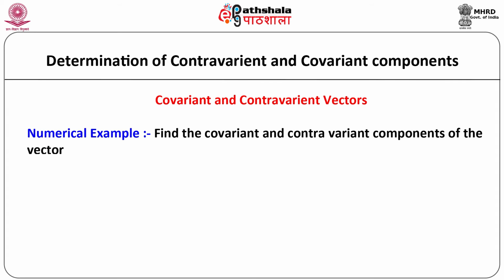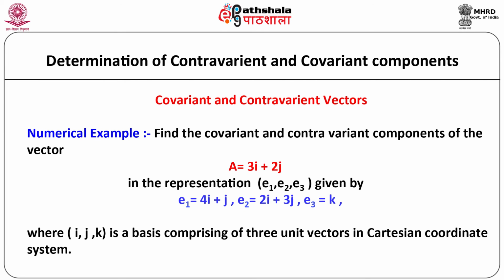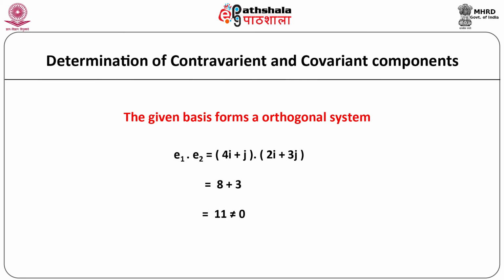So, let us have a small numerical exercise to understand how to obtain the contravariant and covariant components of a given vector in non-orthogonal representations. Please note the steps and design your own problems on similar lines. The problem reads like this: given a vector a bar is equal to 3i plus 2j, obtain its contravariant and covariant components in the basis E1, E2, E3, where E1 is equal to 4i plus j, E2 is equal to 2i plus 3j, and E3 is equal to k, wherein i, j, k are the unit vectors in Cartesian representation. Note that the given basis forms a non-orthogonal coordinate system. This is because the dot product of at least one pair of two different base vectors is non-zero.